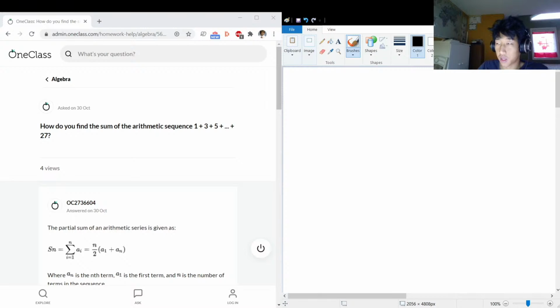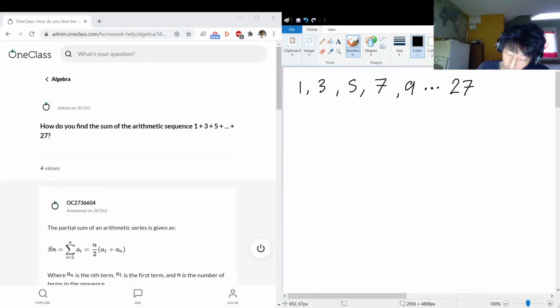Okay. The next thing that we want to cover today is how do we find the sum of the arithmetic sequence 1, 3, 5, 7, 9, counting up by 2's all the way up until we get to 27. The sum of all these terms. Okay, and we're trying to find the sum.